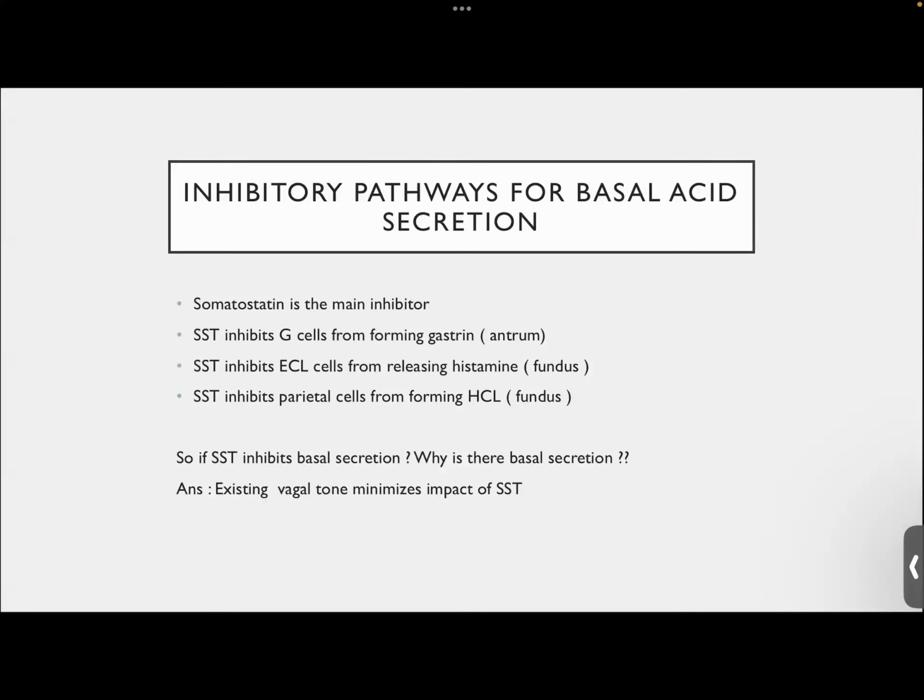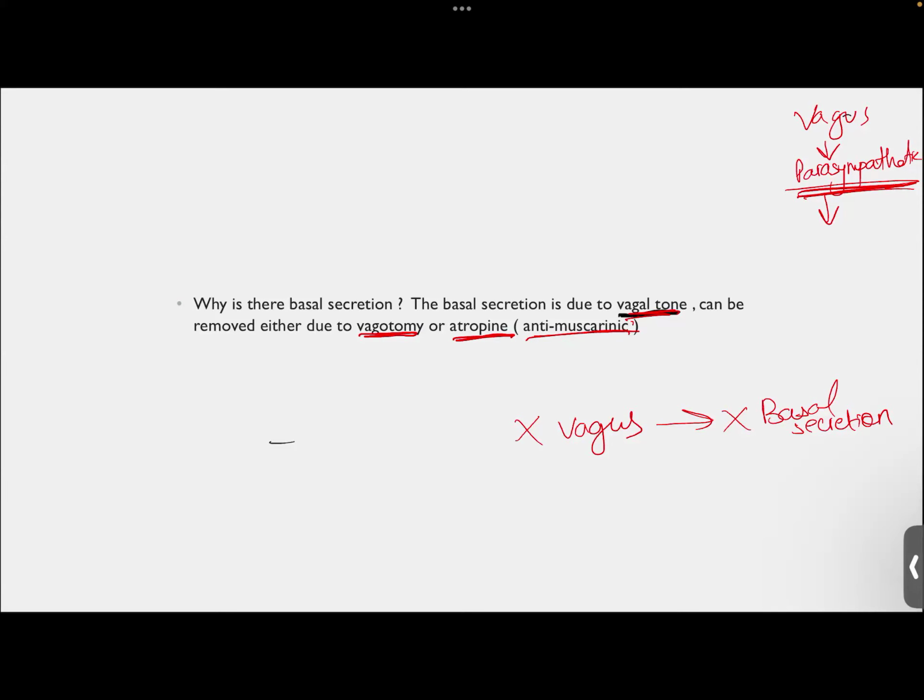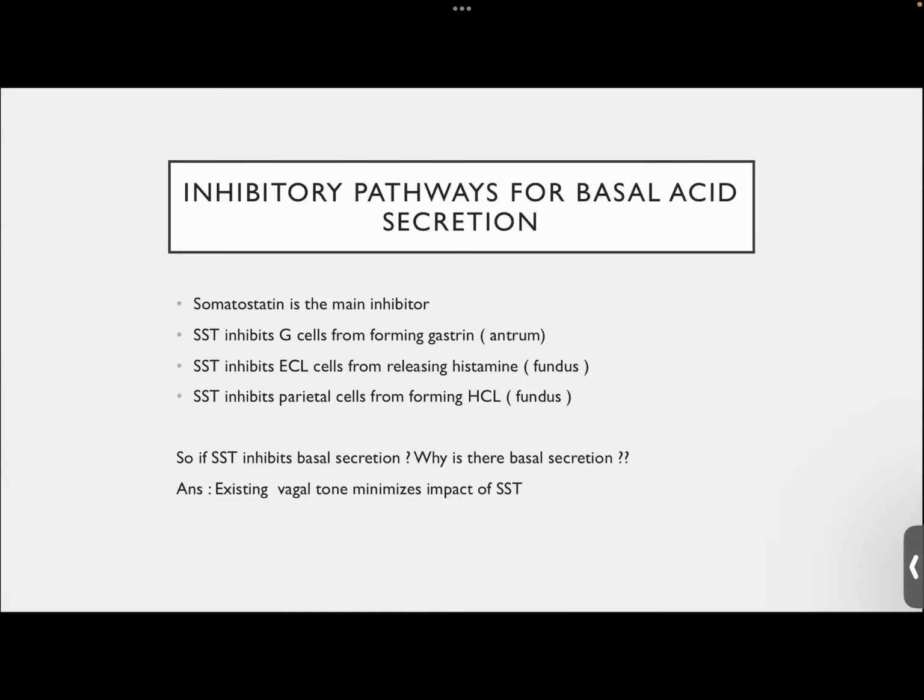So now we talked about why we have a basal secretion. So how is the basal secretion blocked? Let's say we have too much basal secretion. What do we do? As I said, somatostatin is always an inhibitor. As you've seen in this lecture so far, every slide, whenever there's anything next to the word inhibitor, it's always somatostatin. So somatostatin always inhibits. So somatostatin is the main inhibitor for basal acid secretion as well.